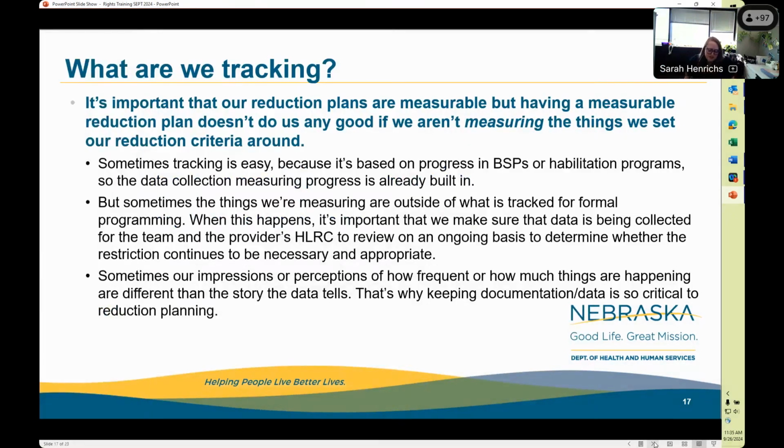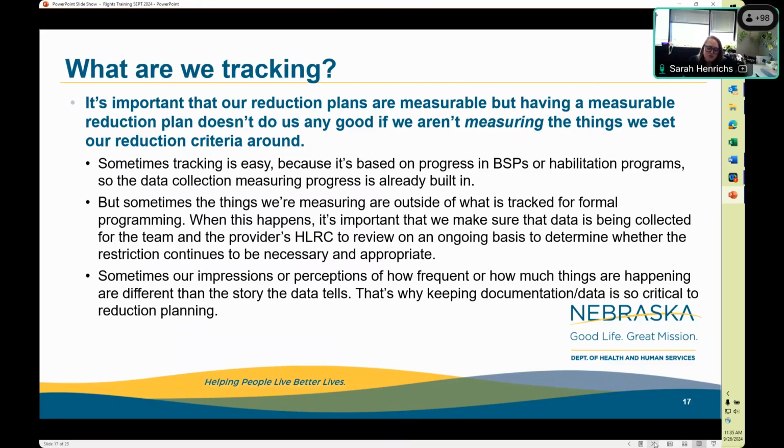So data collection, this is the other half of it. And this is something that, as we're seeing people write better and better reduction plans, because like I said, we are seeing improvement in this across our system over the last several months, especially. What we are seeing some struggles with now is that people are writing great reduction plans and they're saying when there's less than X amount of this over this period of time, we'll consider reduction of the restriction.